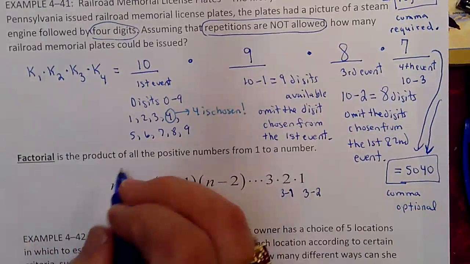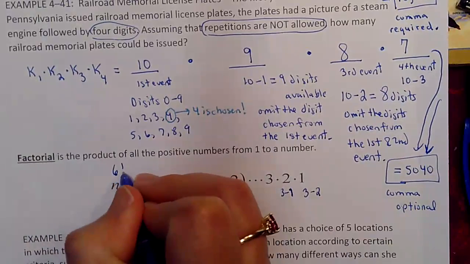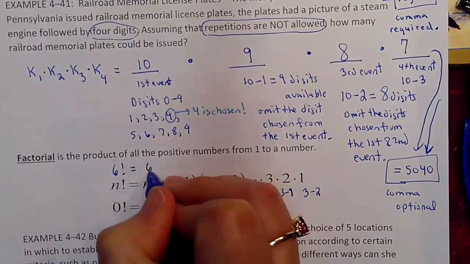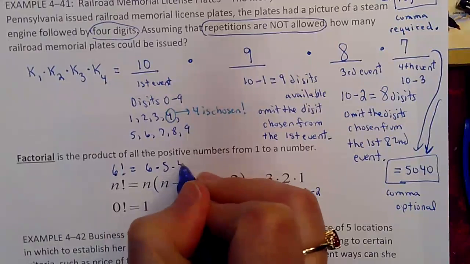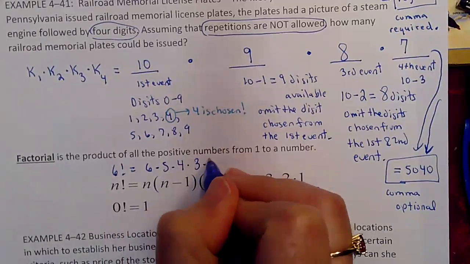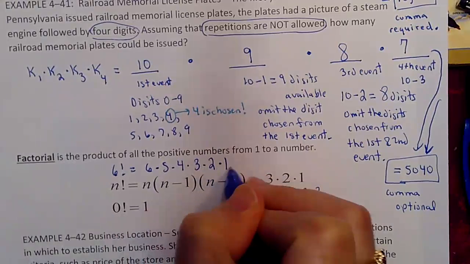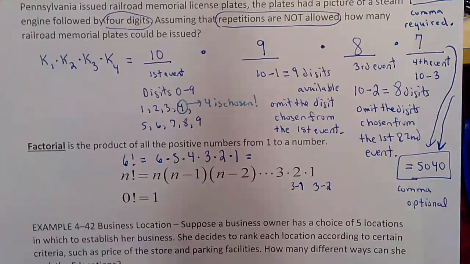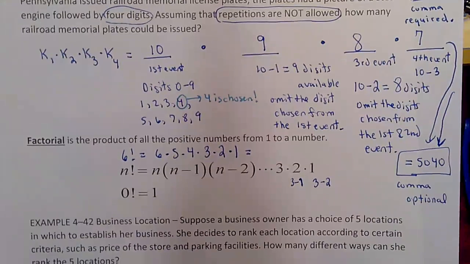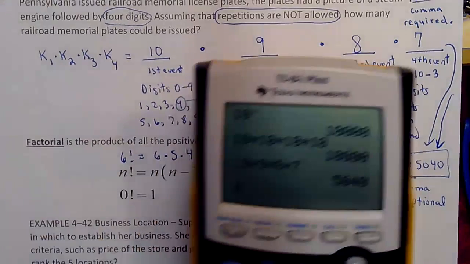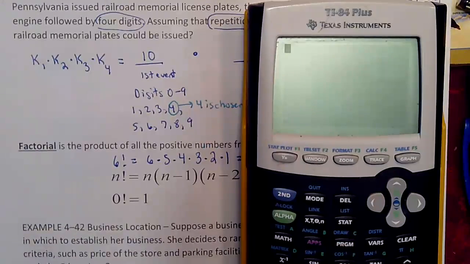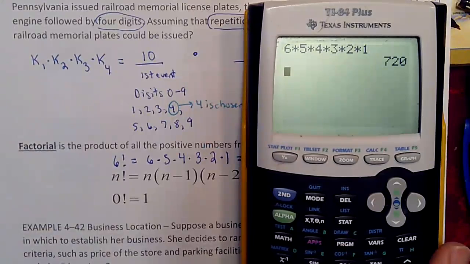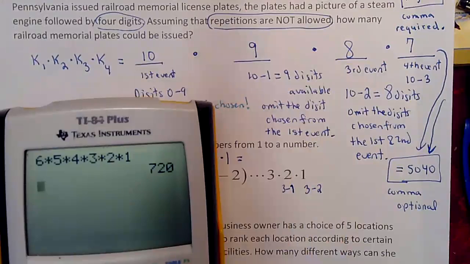So 6 factorial would be 6 times 5 times 4 times 3 times 2 times 1. That would be 6 factorial, okay? You can do this on the calculator as a shortcut, but I'm going to show you doing it longhand: 6 times 5 times 4 times 3 times 2 times 1. That's 720.